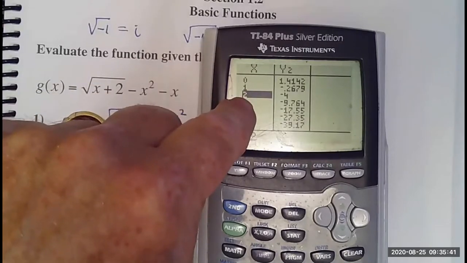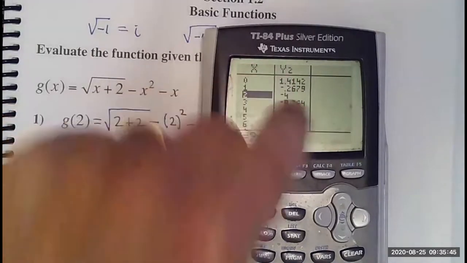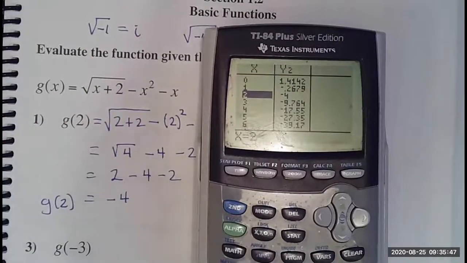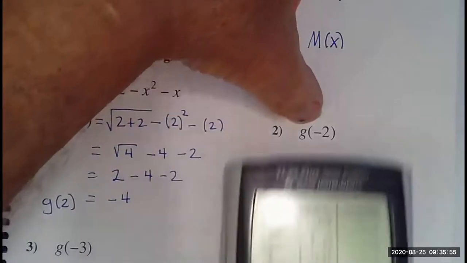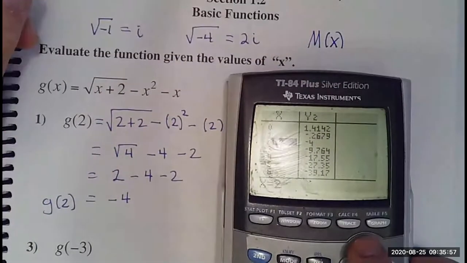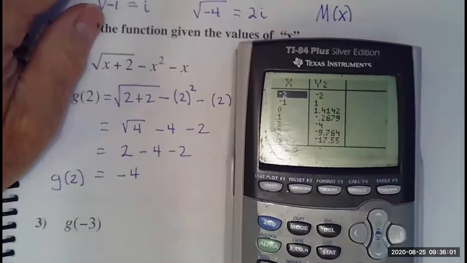There's another word that should be familiar to you. That's the domain, and this is the range, for instance. That's one way of finding out, hey, when x is 2, what's y? It's negative 4, like right here. When x is negative 2, y should be negative 2.